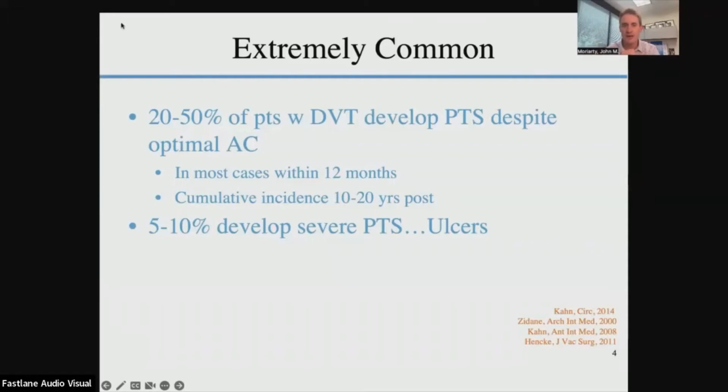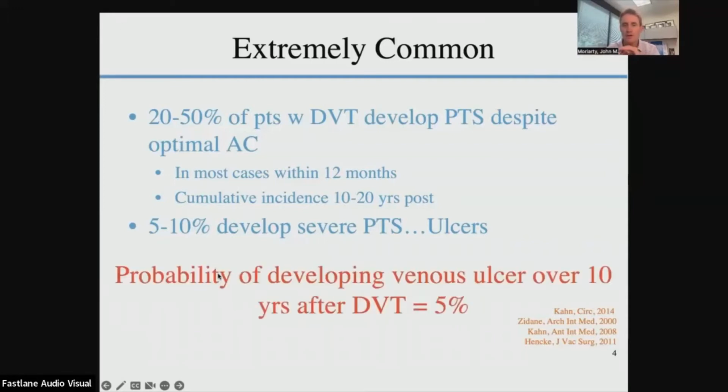Now, of all the people who have post-thrombotic syndrome, somewhere in the range of 5 to 10% of those may go on to develop an ulcer. And so if you take all comers who have a DVT, the probability of developing a venous ulcer, and again, there are big ones and small ones, we're talking all comers, over 10 years is in the range of 5%. So this is, again, a very high number, and a number that a lot of doctors don't recognize.